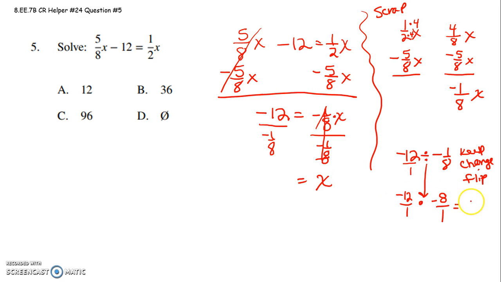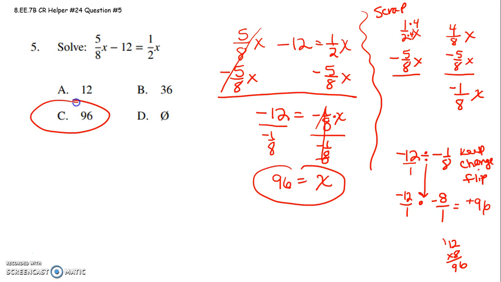Negative times a negative is a positive. 8 times 12, I think, is 96. It's kind of a guess. 8 times 2 is 16. 8 times 1 is 8, and 1 is 9. Good. Positive 96. So x is a positive 96. This, I believe, would be the symbol for empty set. I don't think that's a 0. That would be if there was no solution.